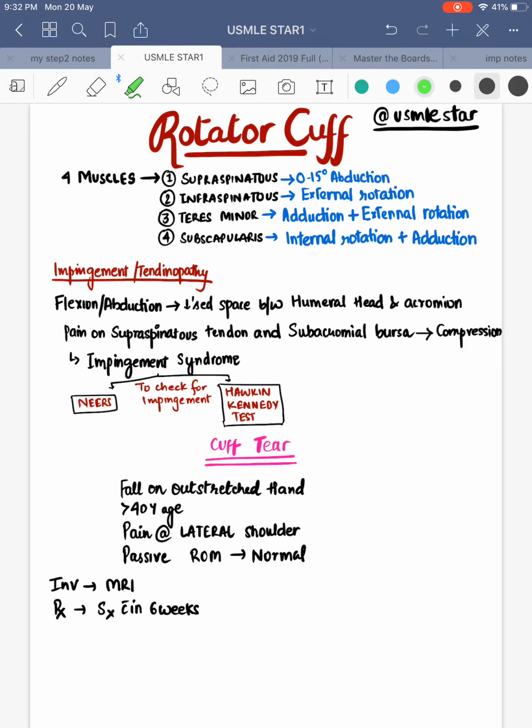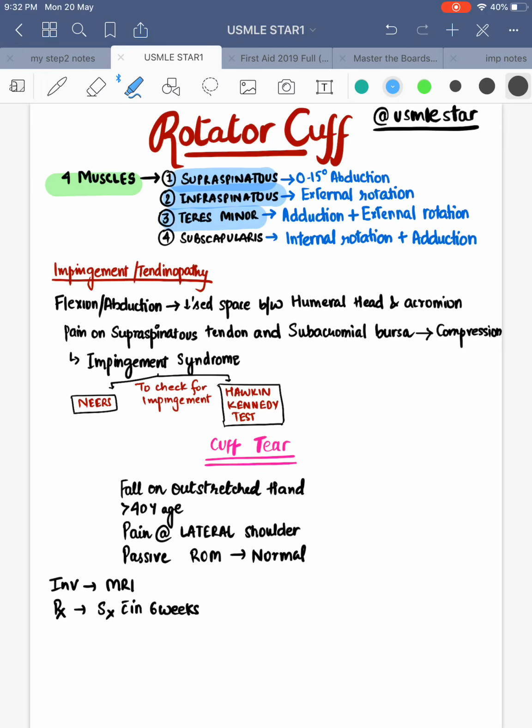Let us discuss the rotator cuff today, which is a very high yield topic for both USMLE Step 1 and Step 2 CK. The rotator cuff basically comprises four muscles. The first one is supraspinatus, which helps us do the 0 to 15 degree abduction. The second one is infraspinatus, which is responsible for the external rotation at the shoulder joint.